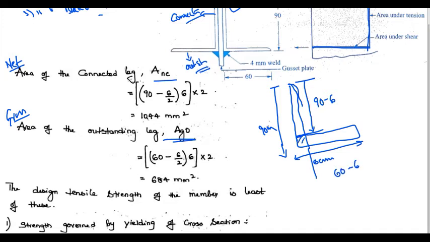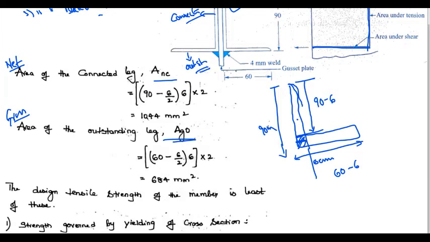So there is an area that is left over here. Among this area, half will reach to this outstanding leg and half will reach to this connected leg. So what we do is we split that into half.